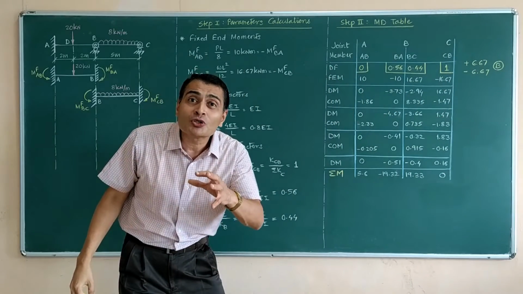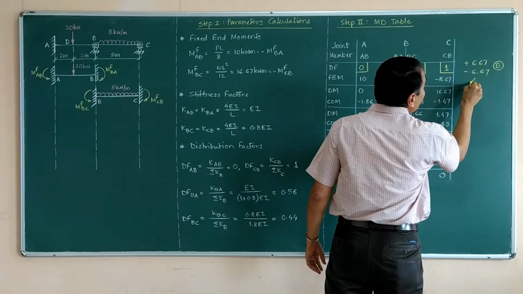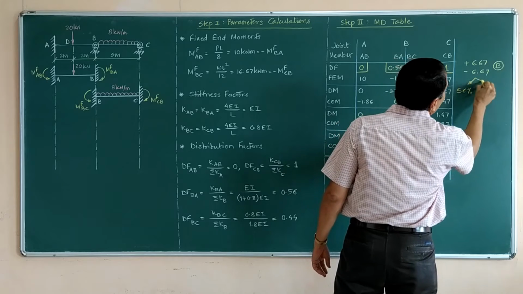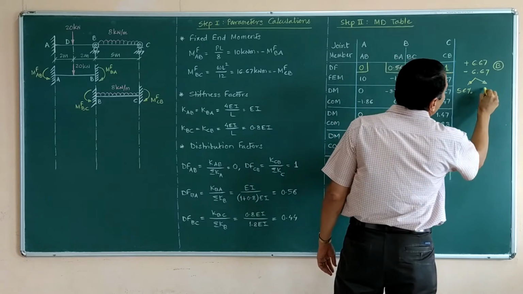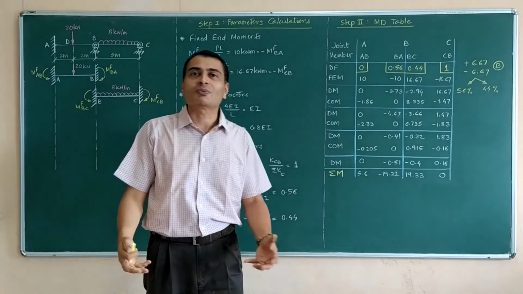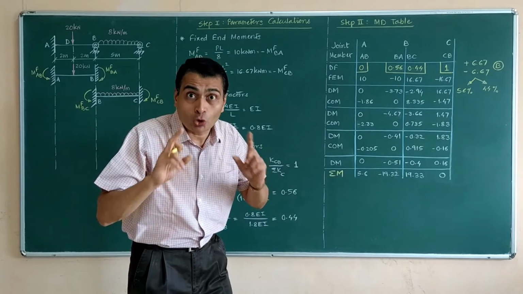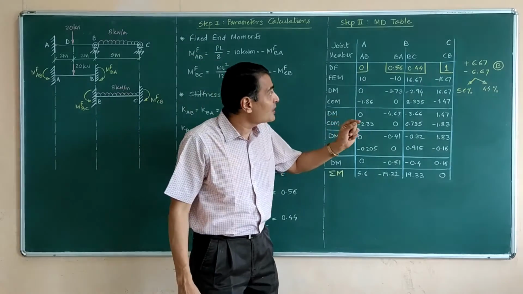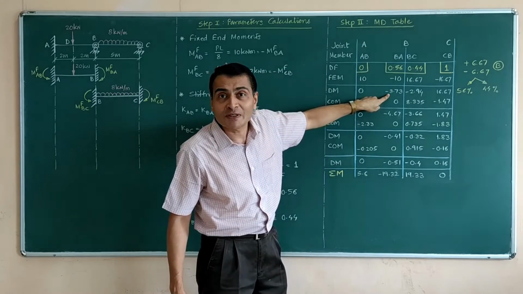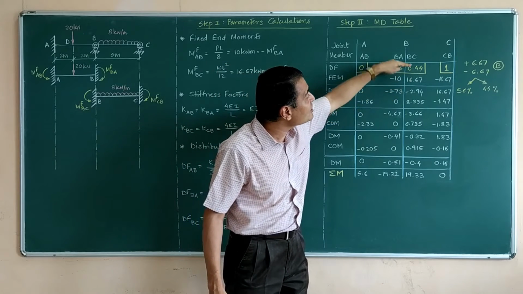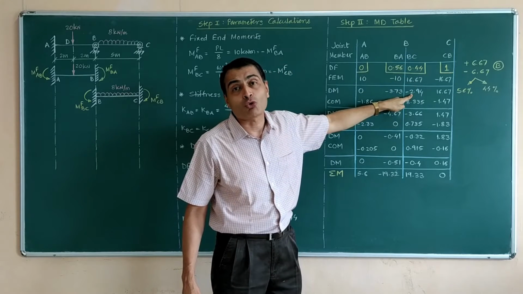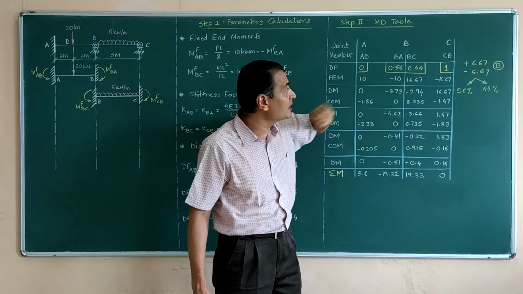Now what will happen to this negative 6.67? In the left side member, that is BA, it will get distributed as 56%. In the right side member, that is your BC, it is going to get distributed as 44% of 6.67. Negative 6.67 clockwise. So minus 6.67 into 0.56, that is what I have written as negative 3.73. And negative 6.67 into 0.44, that is what I have written as minus 2.94. So that is about joint B.